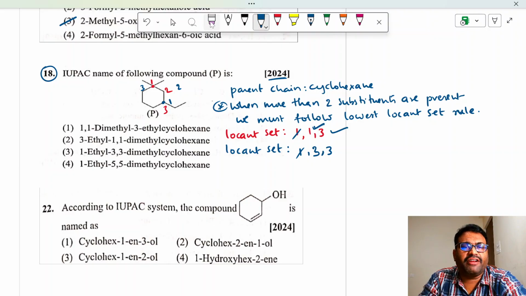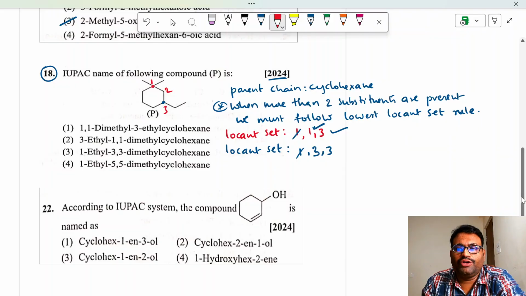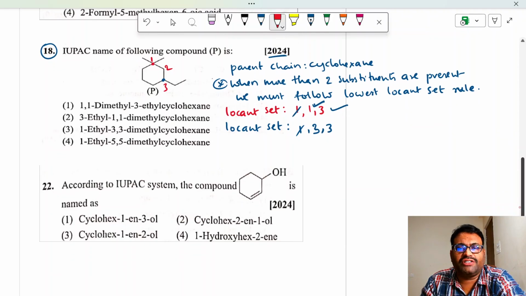So what will be the numbering for this now? The numbering for this will be the correct numbering. In this correct numbering, what will be the name of the compound? You know that when you are writing the substituents, we have to follow alphabetical order. At third position, we have ethyl. What is this? Ethyl. And these are methyl groups. At first position, we have methyl groups. So I can write it as 3-ethyl.